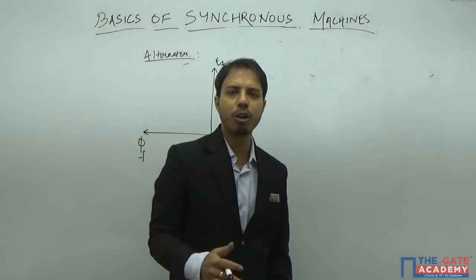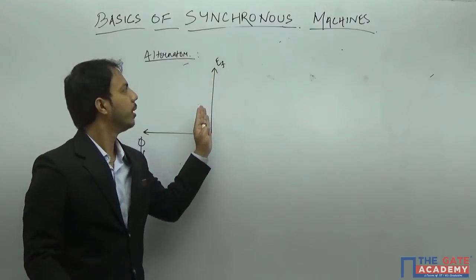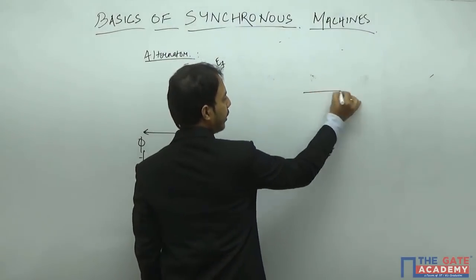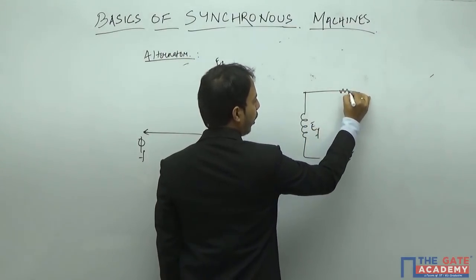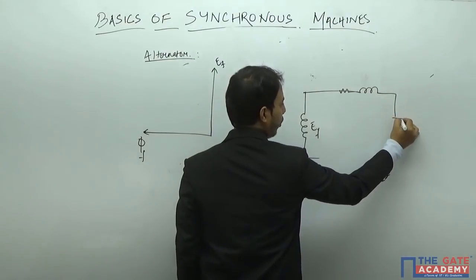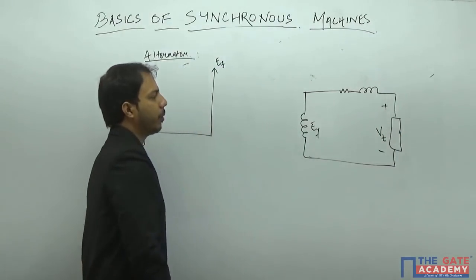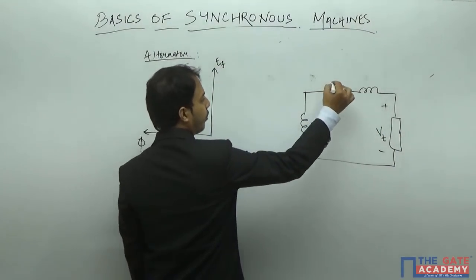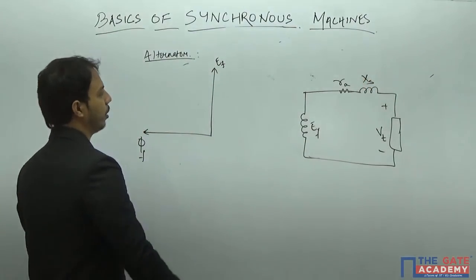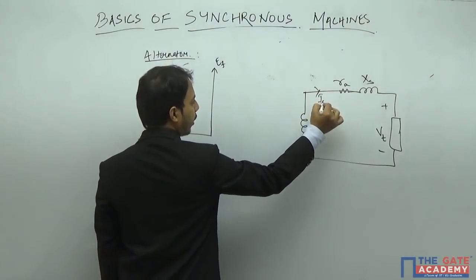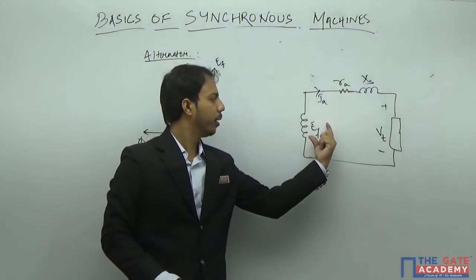Now I will have a voltage at the terminal, and that voltage will always lag this induced EMF. Why? Because see, this is my EF, and this is my load and this is my VT. Suppose some resistance RA is there and some synchronous reactance XS is there, and some current IA is flowing. So the VT will always have to lag this particular induced EMF.